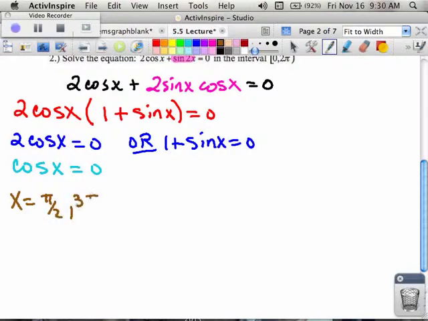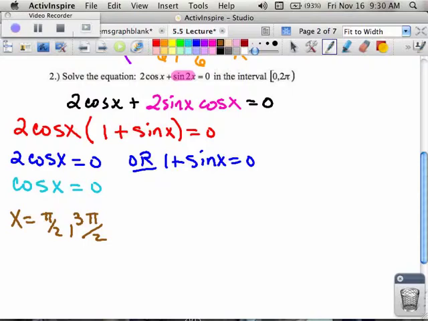Second set. If I move the 1 to the other side, this is asking me, where is the sine equal to -1? And you say 3 pi over 2. Notice how you wrote it down twice. You don't have to write it down twice. You don't get any points off if you write it down again. No big deal. The two answers are pi over 2 and 3 pi over 2. It just so happens that the other set is contained within the first.